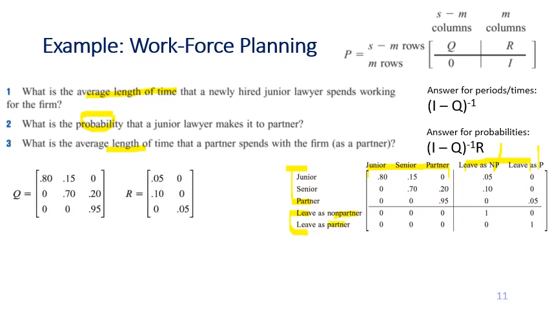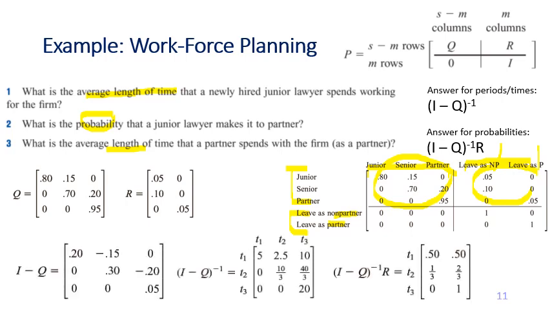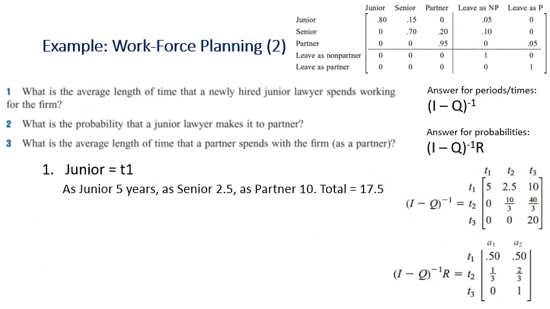Once you have done this, you just collect this as your Q matrix, this as your R matrix, and then perform all the calculations until you get (I minus Q) inverse and then (I minus Q) inverse times R. So the first question asks, what is the average length of time that a newly hired junior spends working for the firm? So for periods or times, we're looking at this matrix, and then this is junior.